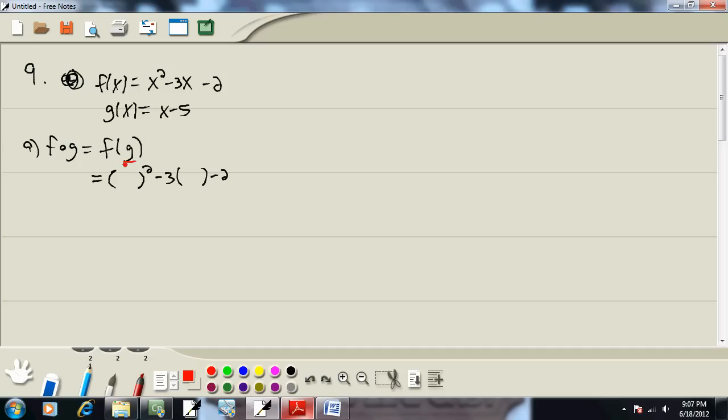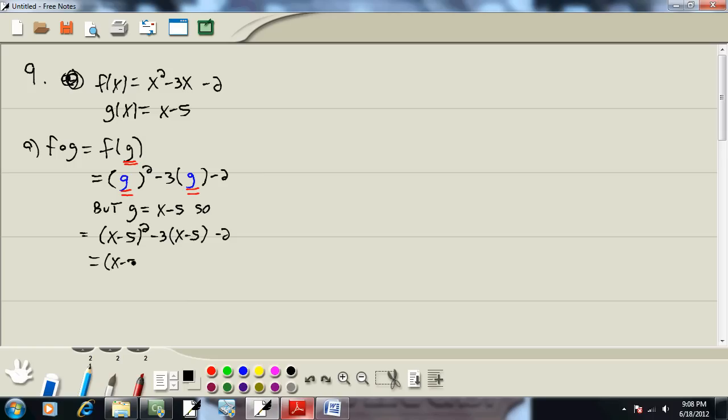Now whatever is inside this parentheses will automatically go inside these parentheses. Well, we've got a g in there, so I'll put a g in there. But g is equal to x minus 5. So we can replace those g's with x minus 5. So we'll have x minus 5 squared minus 3 times x minus 5 minus 2.